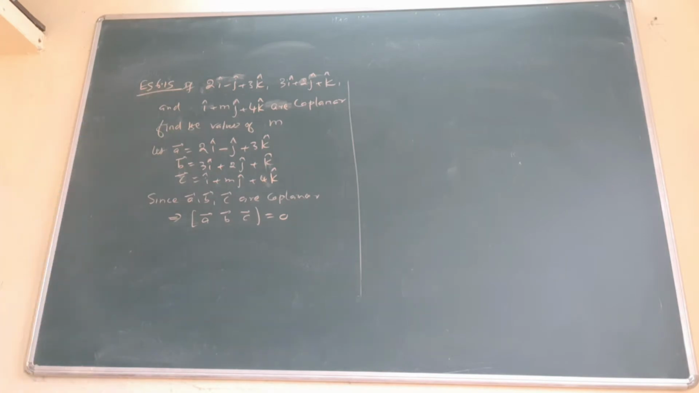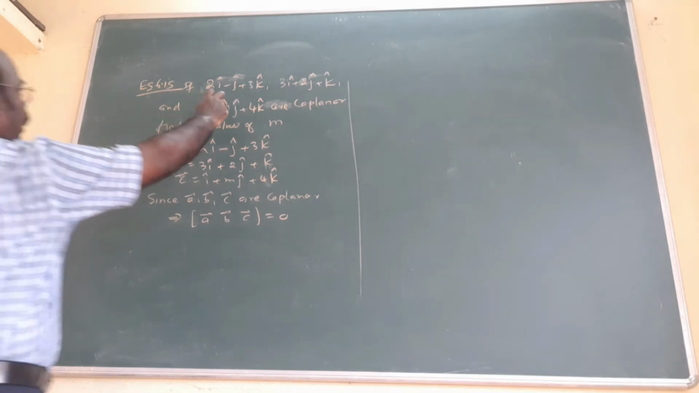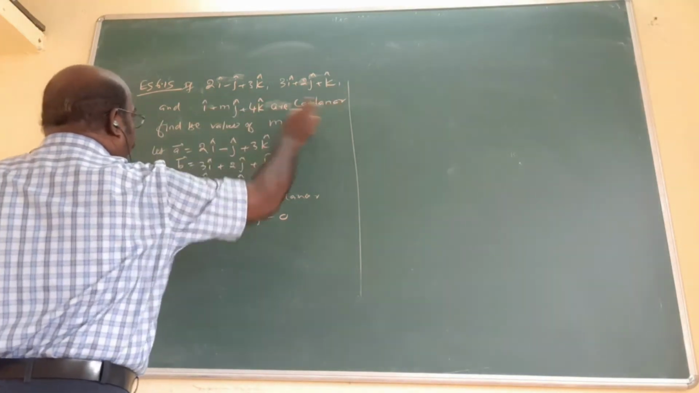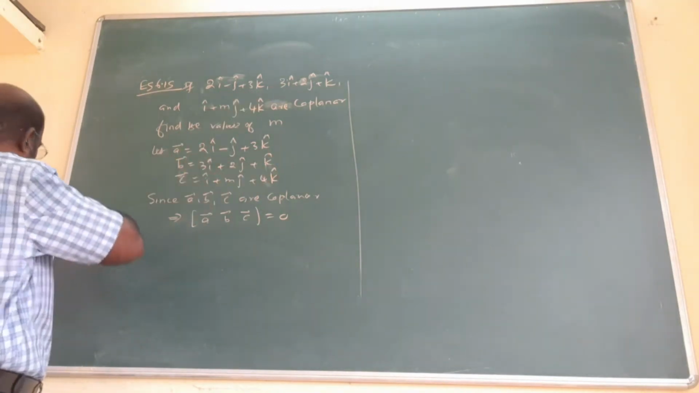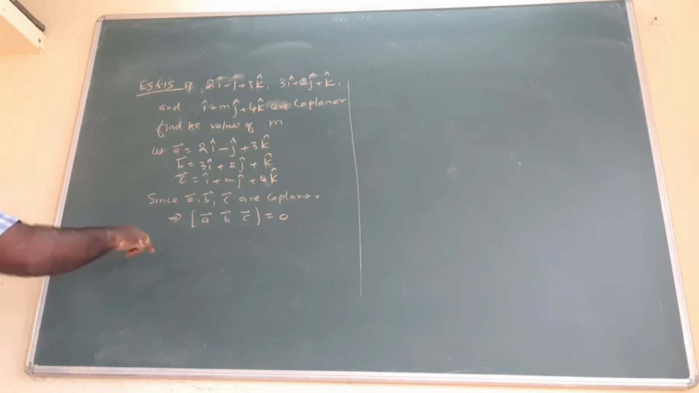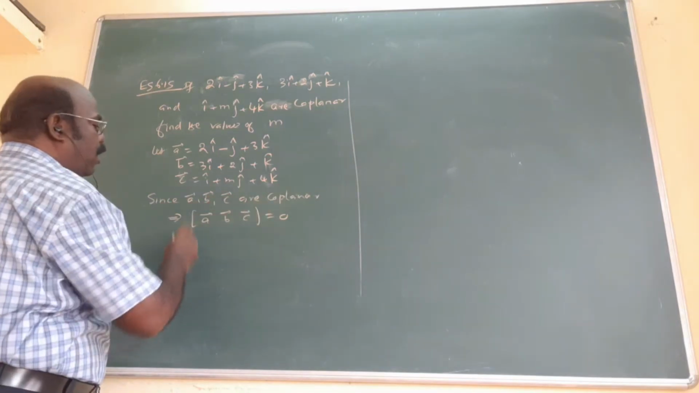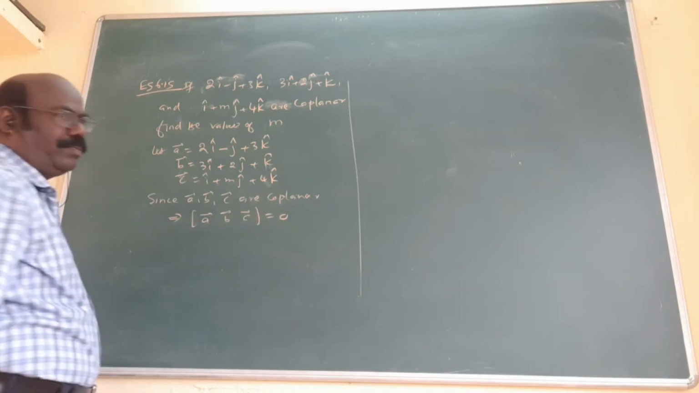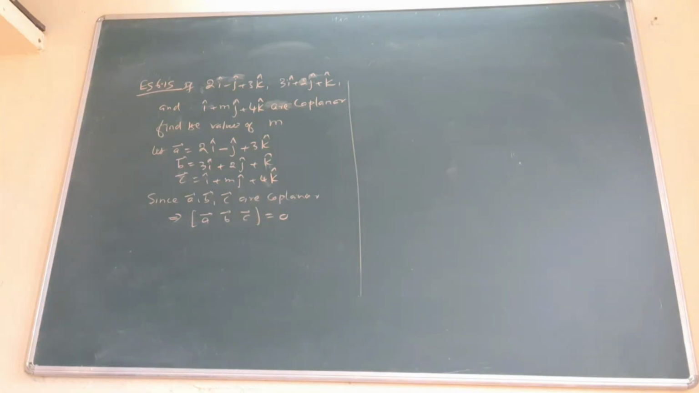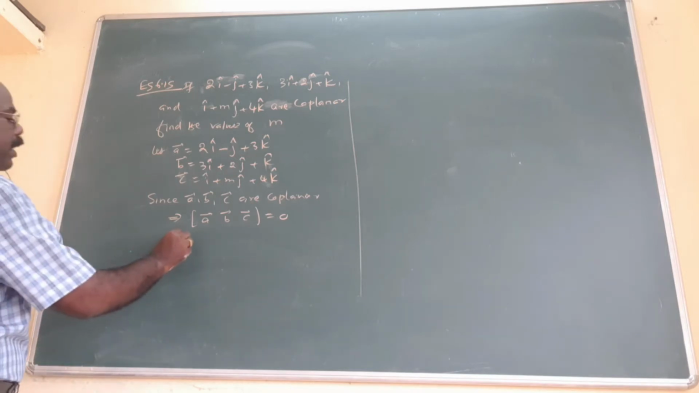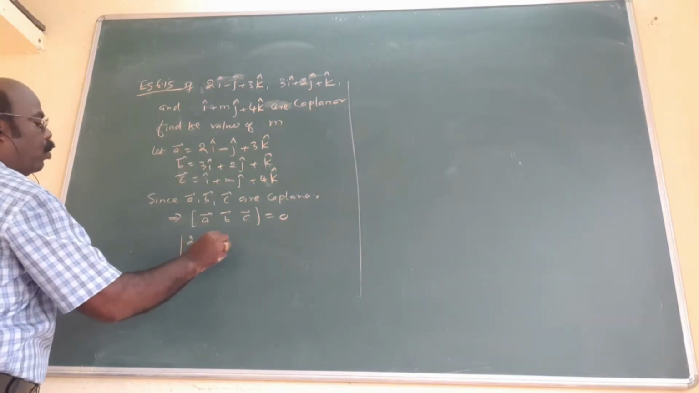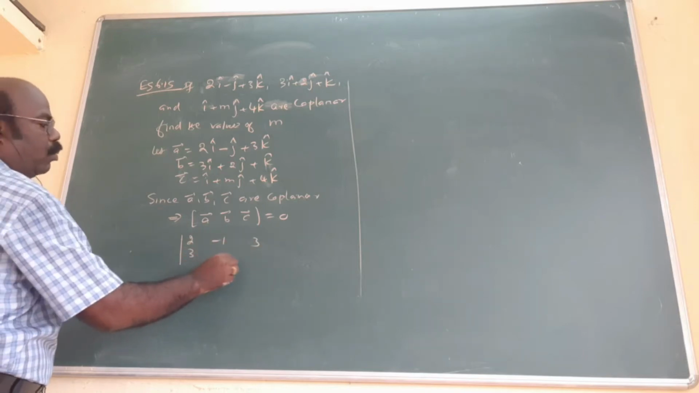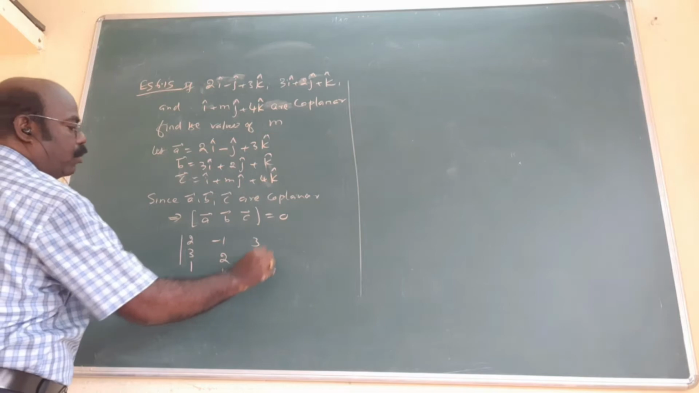Next problem 6.15. First vector, second vector, third vector, coplanar. Find the value. The first vector will be A, next one B, the third one C. Since the A vector, B vector, C vector are coplanar, what is the formula? Box product equal to 0. Already told you, if the box product is equal to 0 they are coplanar. If they are coplanar the box product is 0. Now substitute the values here. The coefficients of i, j, k in the A vector are 2, minus 1, 3. Here, 3, 2, 1. Here, 1, m, 4 equal to 0.